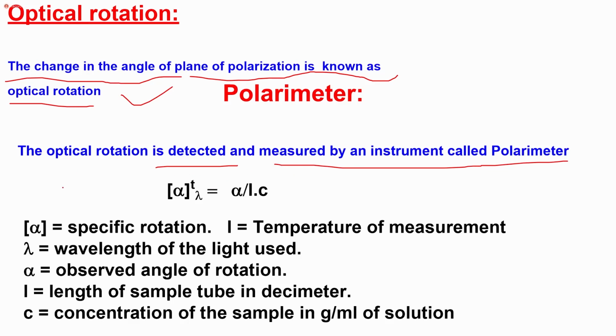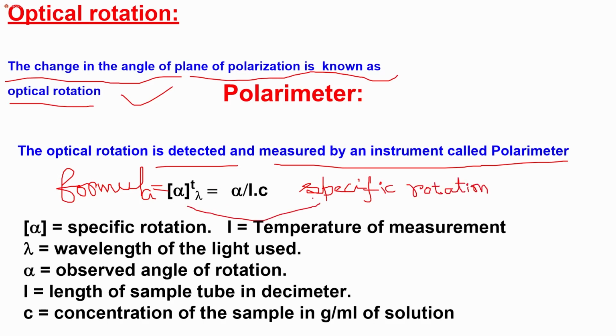So this is the formula to measure the specific rotation from the observed angle of rotation. Alpha D is the specific rotation. Here, what is alpha, what is L, and what is C? Alpha is the specific rotation.